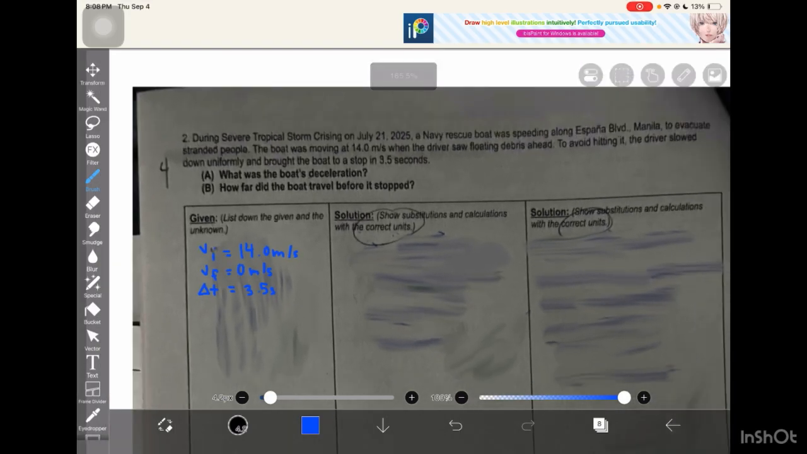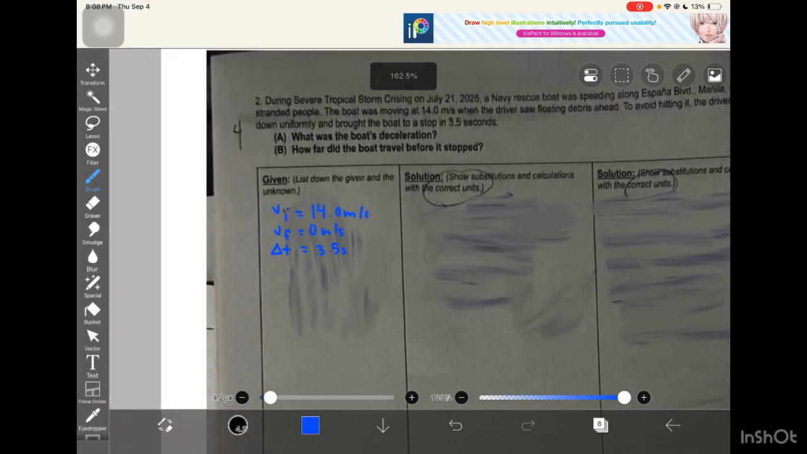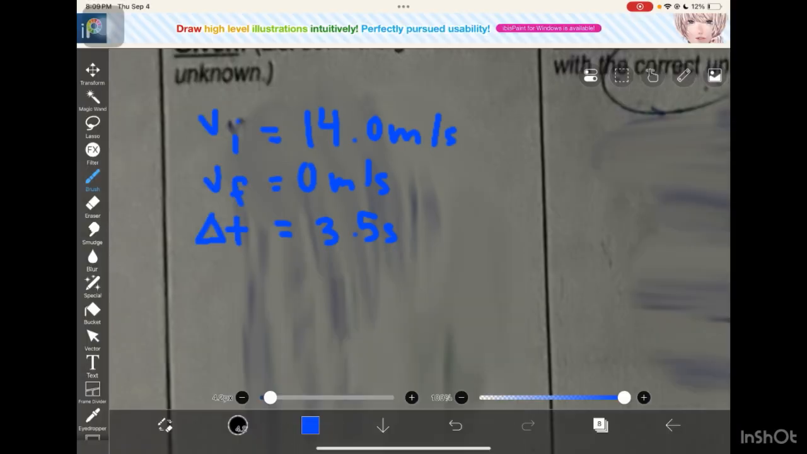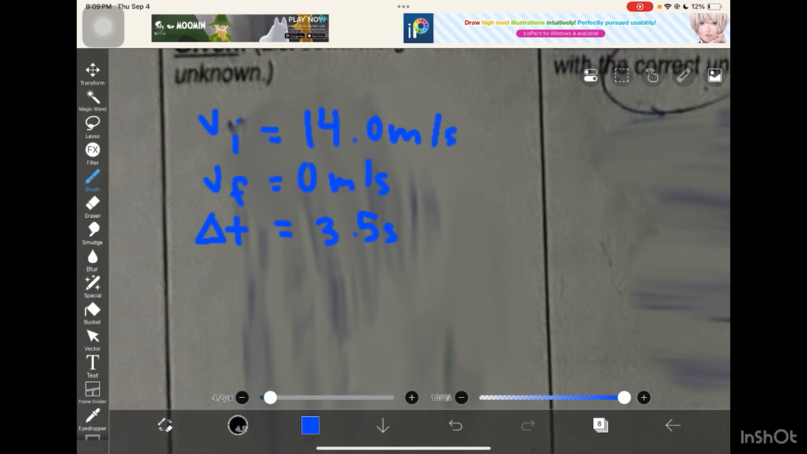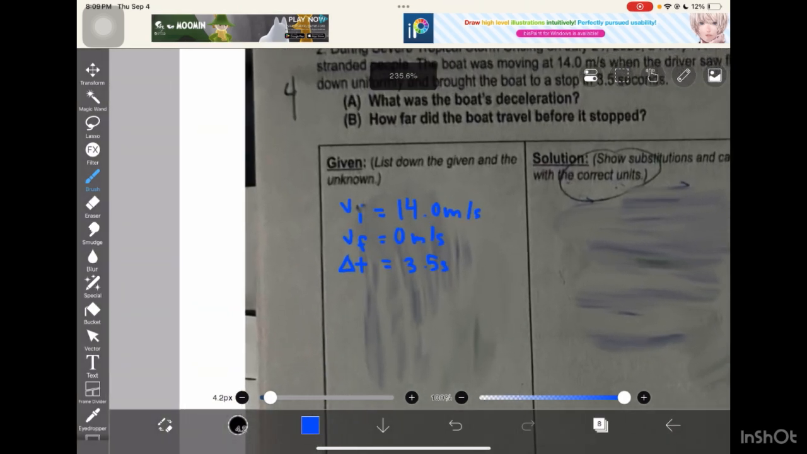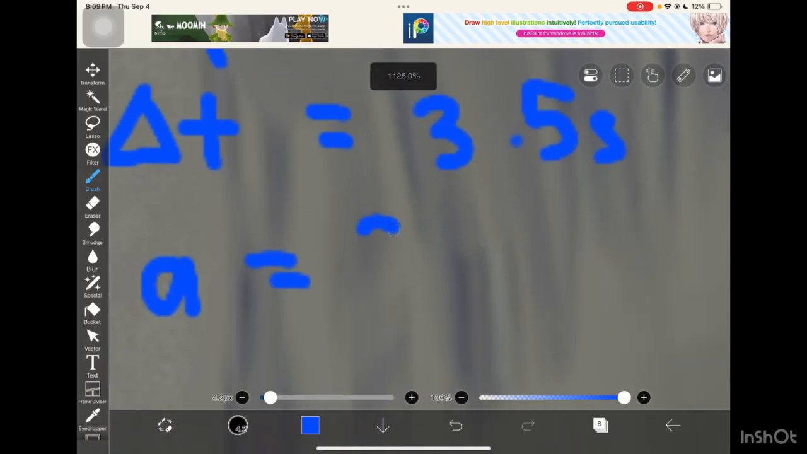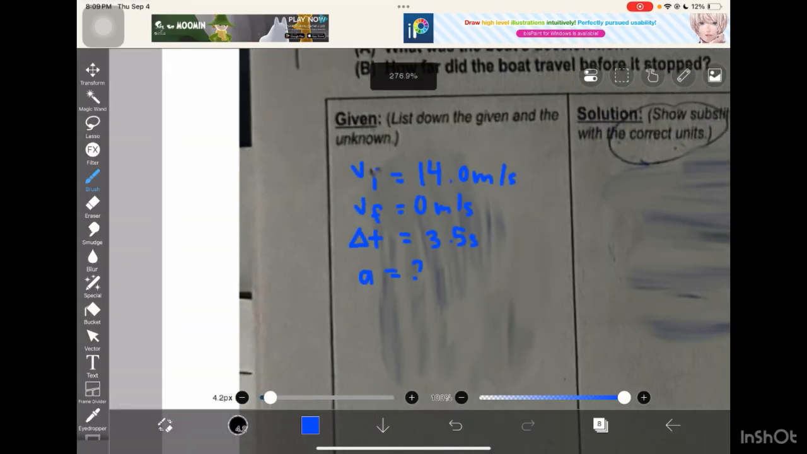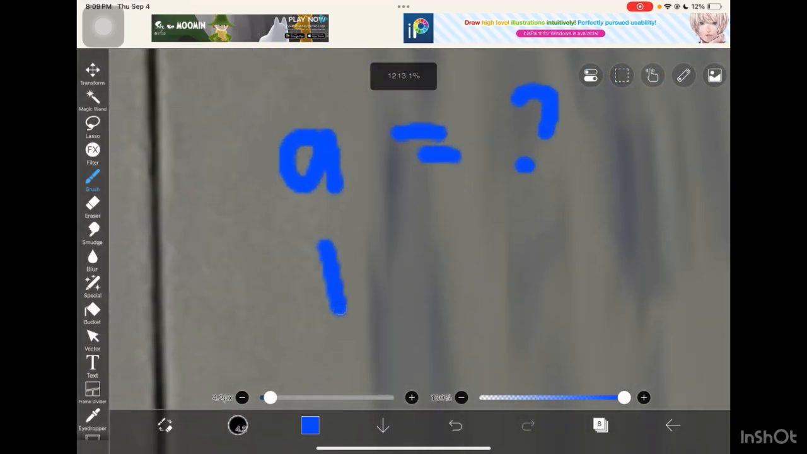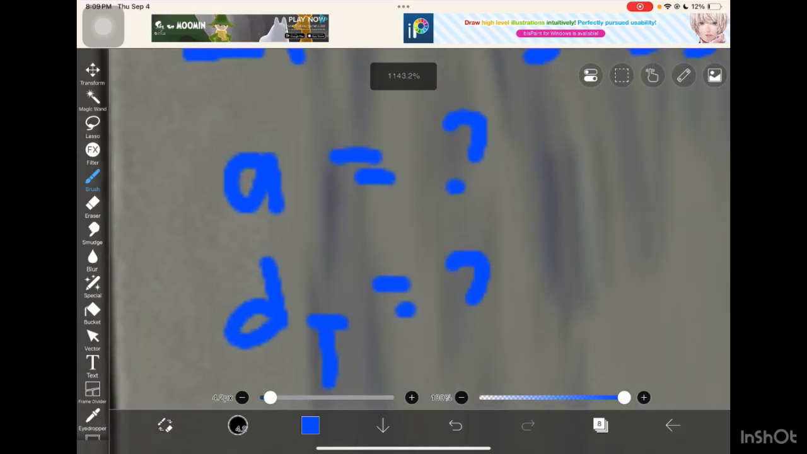Let me just review the answer key real quick. It's showing me a conflict. Okay, so the font size was just a bit too small. I didn't realize this, but our givens are correct. And we want to list down the unknown. So deceleration, that's a, acceleration, we don't know. And distance, or d sub t, is equal to unknown as well. Is it?